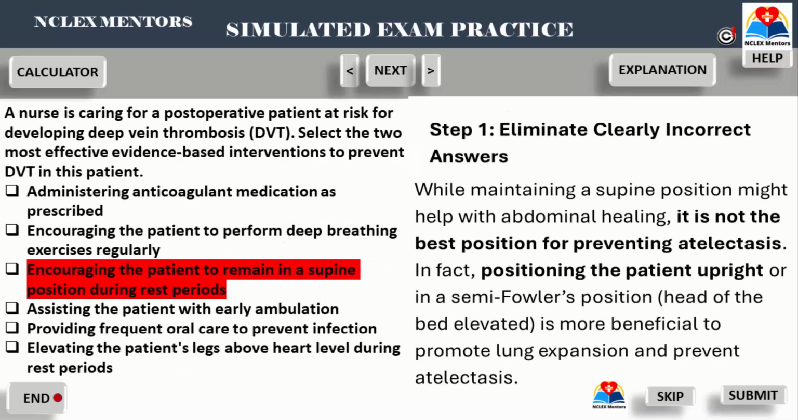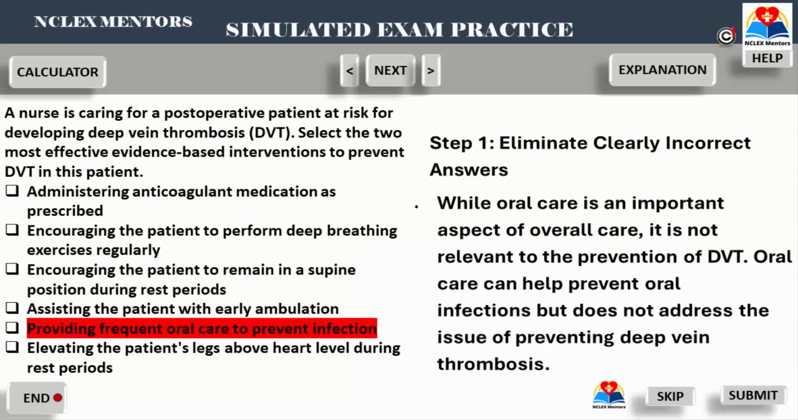Step 1. Eliminate clearly incorrect or irrelevant options. Encouraging the patient to remain in a supine position. Nope. Staying in a supine position can actually increase the risk of DVT because it slows circulation in the legs. The goal is to keep blood moving, not let it pool and form clots. Eliminate this option. Providing frequent oral care.